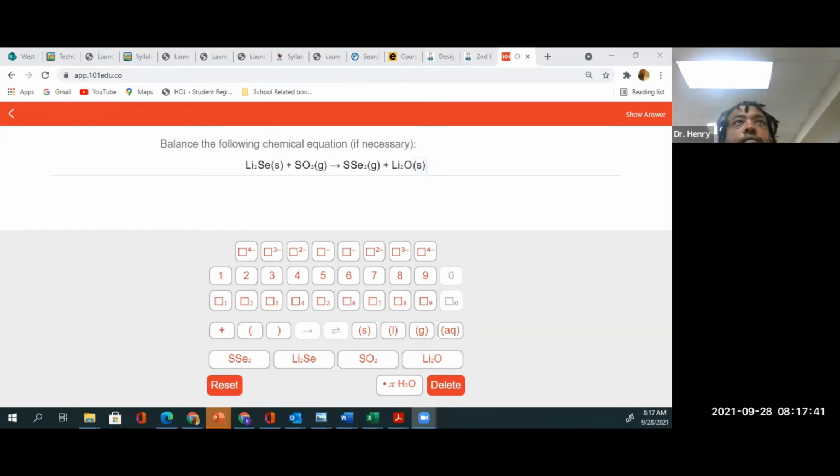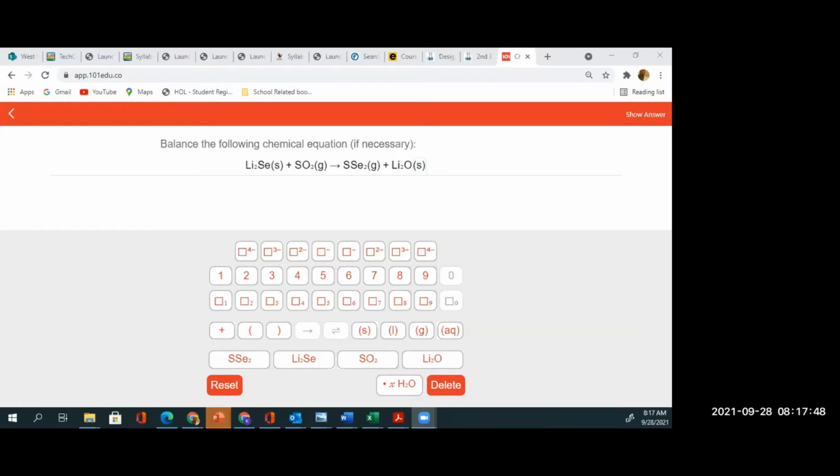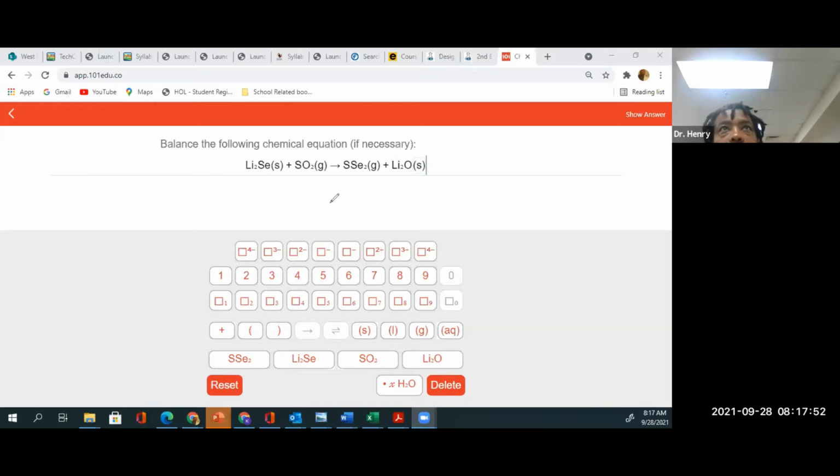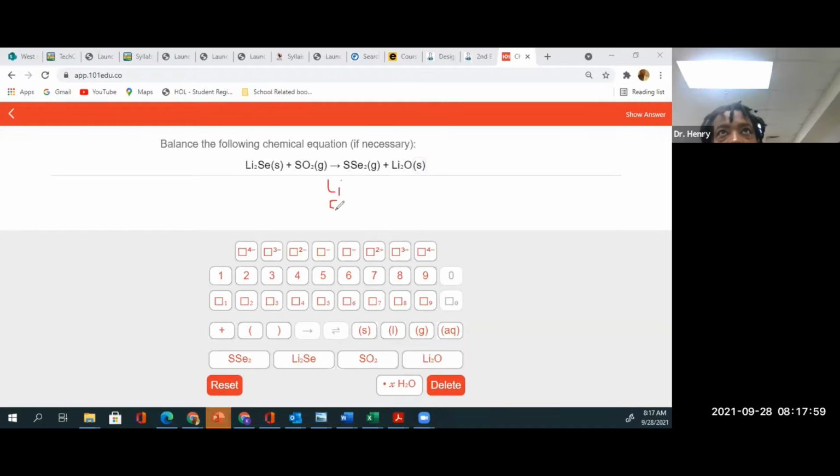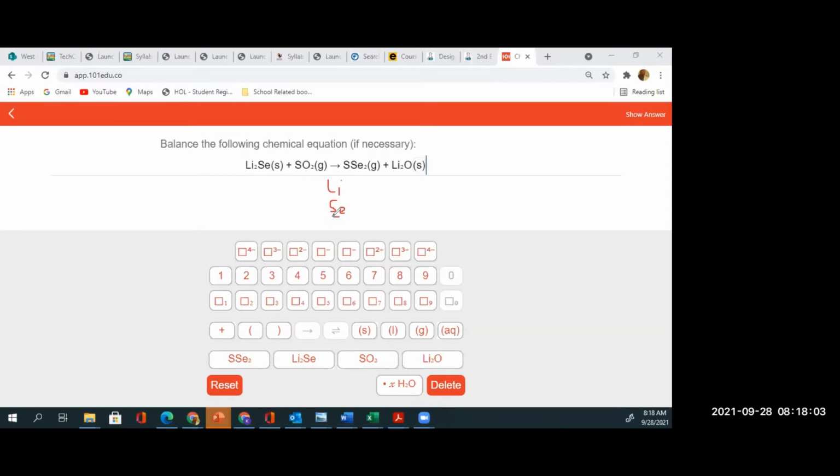Cassandra, to balance a chemical equation, what is the first thing that we need to do? List what we have on the left-hand side and how many of each. Okay, so we need to list what we have. Let's see, so we have Li, we have Se, we have S, and we have O.